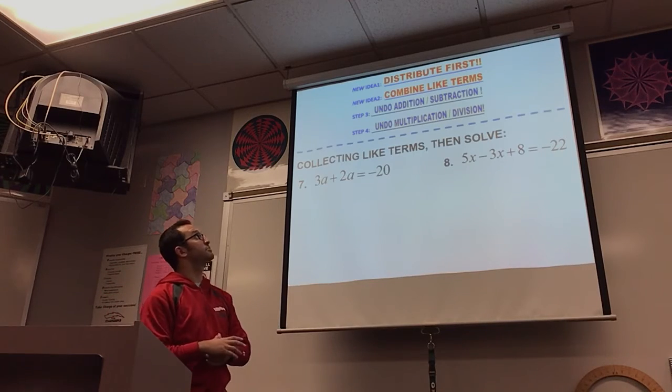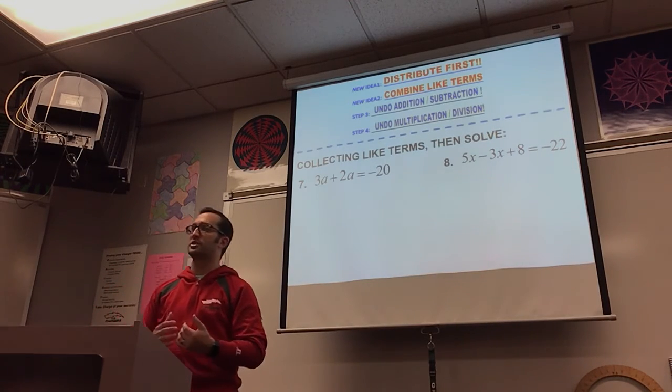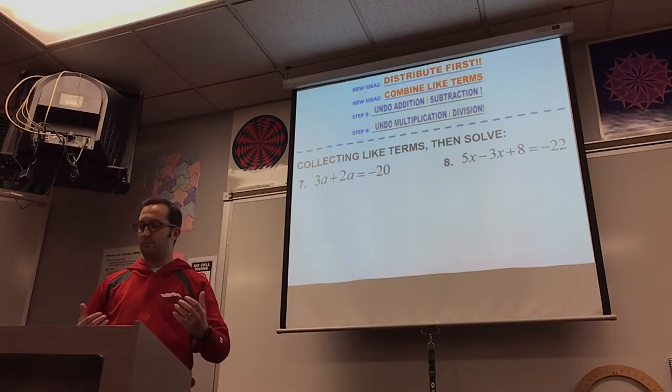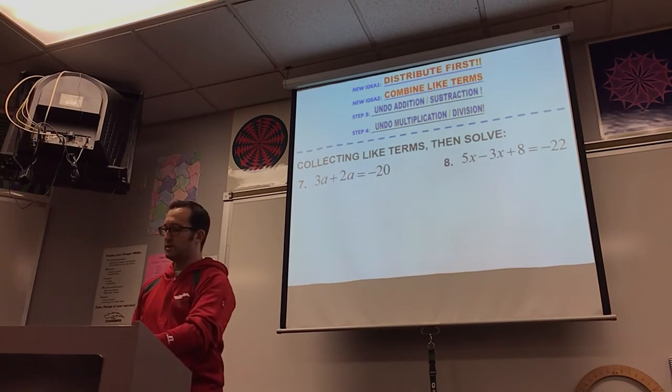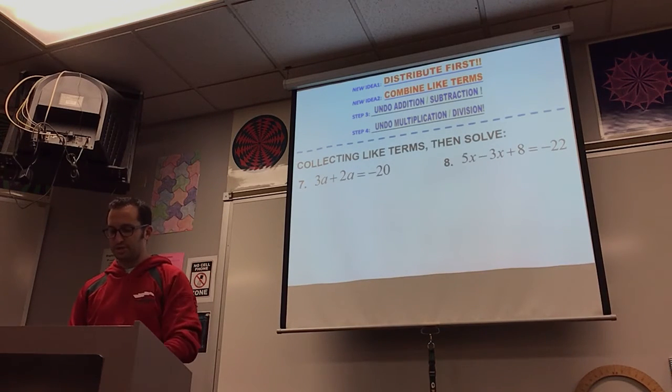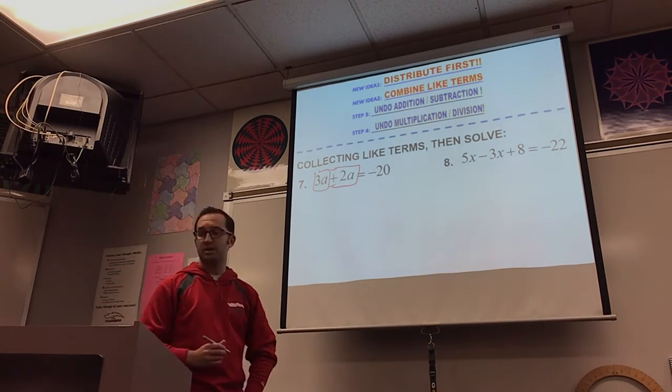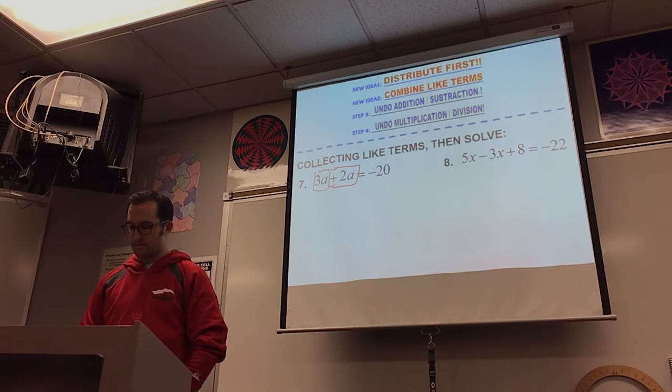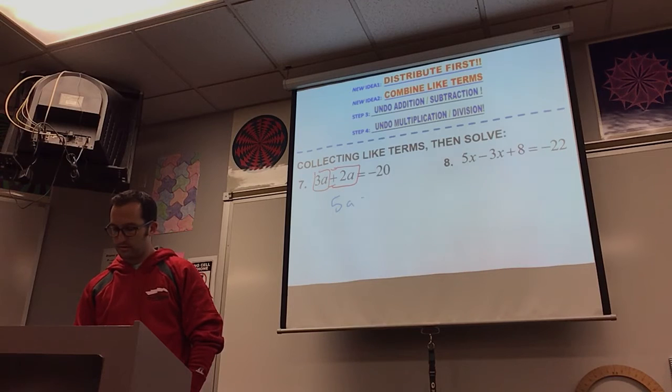We need to collect like terms, so we distribute first. Is there distribution on number 7? No. Nope. Can we combine like terms? Yes, when we combine like terms, we use our shape method, right? So there's a 3a and a positive 2a. We need to combine those like terms and get 5a.